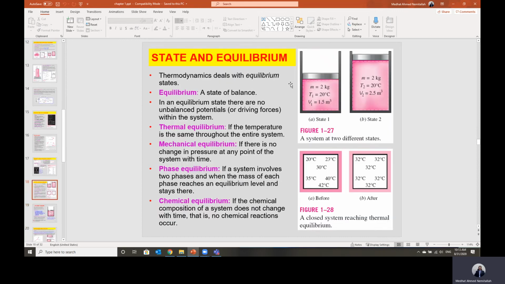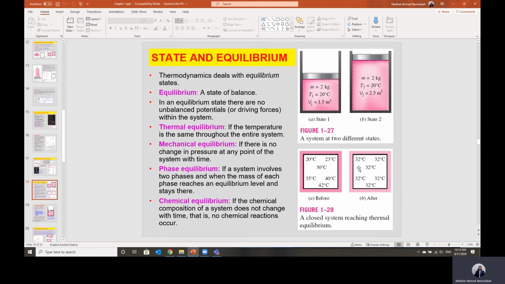To study any system, it has to be at the state of equilibrium. Equilibrium state is a state of balance. We don't have any kind of gradient force within the system. So that means to have a system under equilibrium, it should satisfy those 4 conditions. It should be in thermal equilibrium.